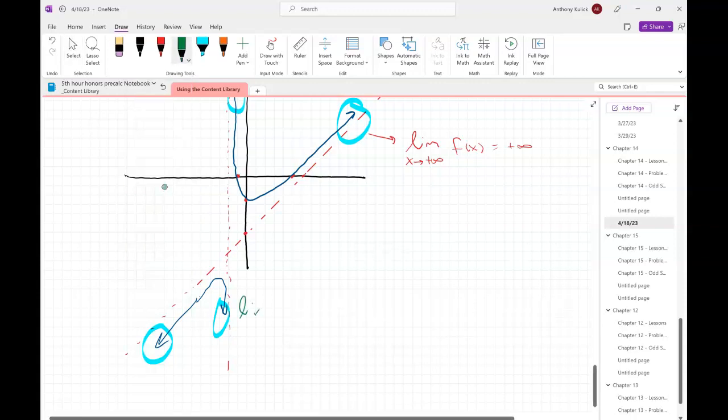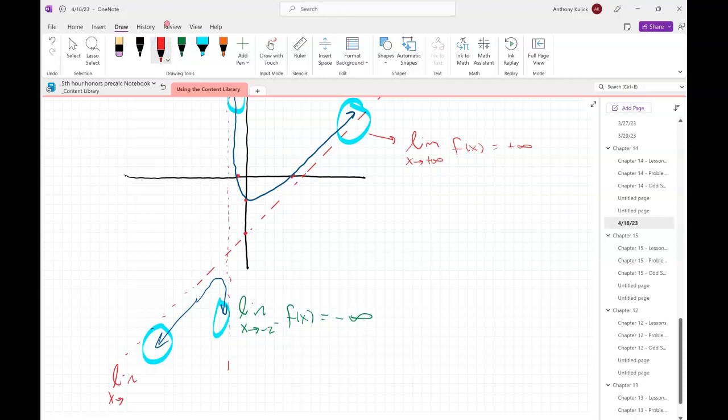Okay? How do I write this one? That's the limit as x approaches -2 from the left of f of x, and it equals -infinity. Great. And then this one over here, that's the limit as x approaches... Nope, it's not -2. -infinity of f of x is equal to -infinity because the arrow's pointing down. Is that feeling any better here, folks?